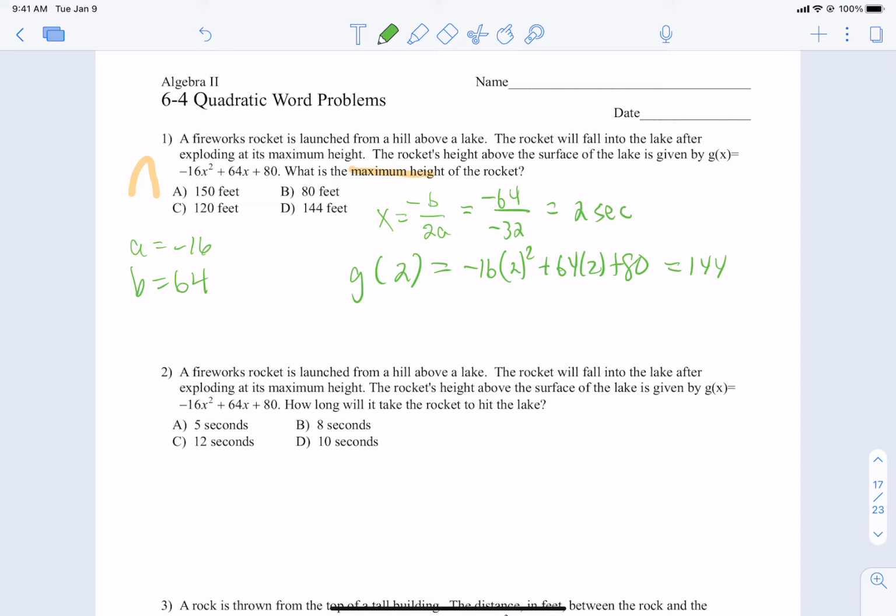It told us that it was in feet, and you can see the multiple choice there. And so the answer is D, 144 feet. Okay?